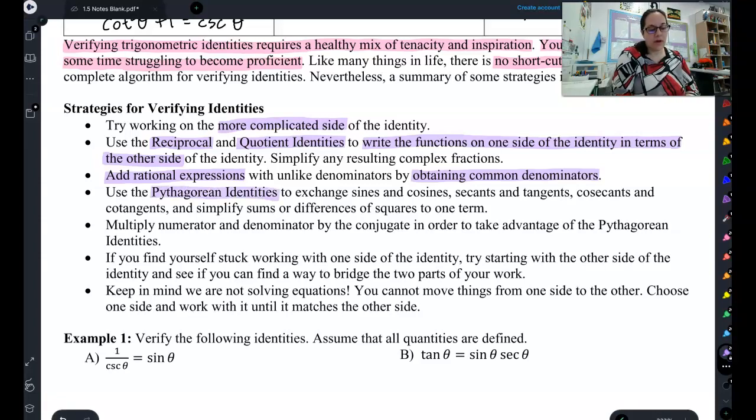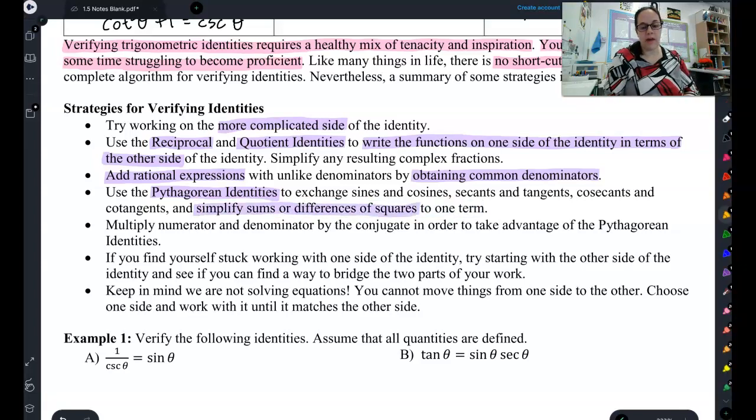Fourth, here we go. Use those Pythagorean identities that we just came up with. Basically, anytime you see something squared in a problem, you're probably going to use one of those Pythagorean identities we just came up with. That also includes simplifying sum and difference of squares to come up with the Pythagorean identity.